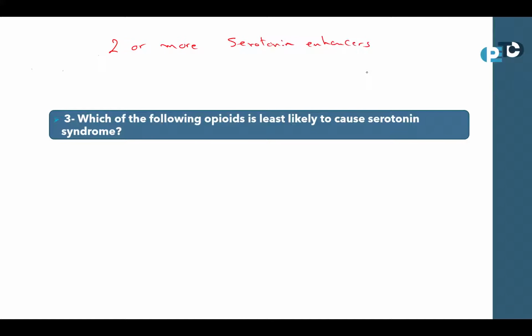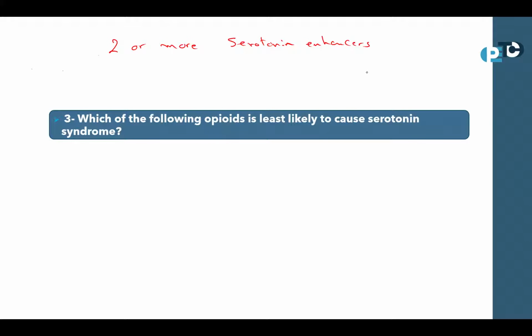Or two or more drugs increasing serotonin level, either caused by medication, drugs, or supplements that increase serotonin level or activity, either alone or in combination. The opioids are drugs that may increase serotonin. So when used with another drug increasing serotonin like SSRIs or MAO inhibitors, serotonin syndrome may occur.